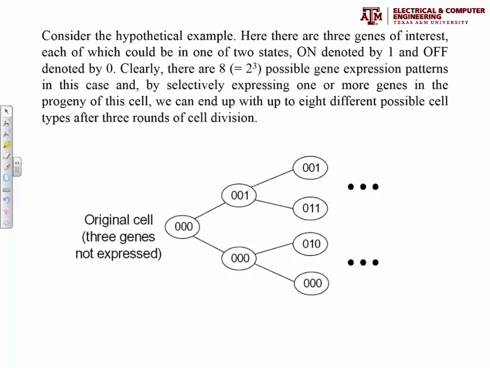So when this cell divides, you can go ahead and change one of them to 1. You can express that gene. Then again let these cells divide and change, maybe the second one, and so on. If you do that, after 3 rounds you have 8 different possible cell types, starting from that single cell over there, because this one has got 1 gene expressed, that one has got 2 other genes expressed and so on.